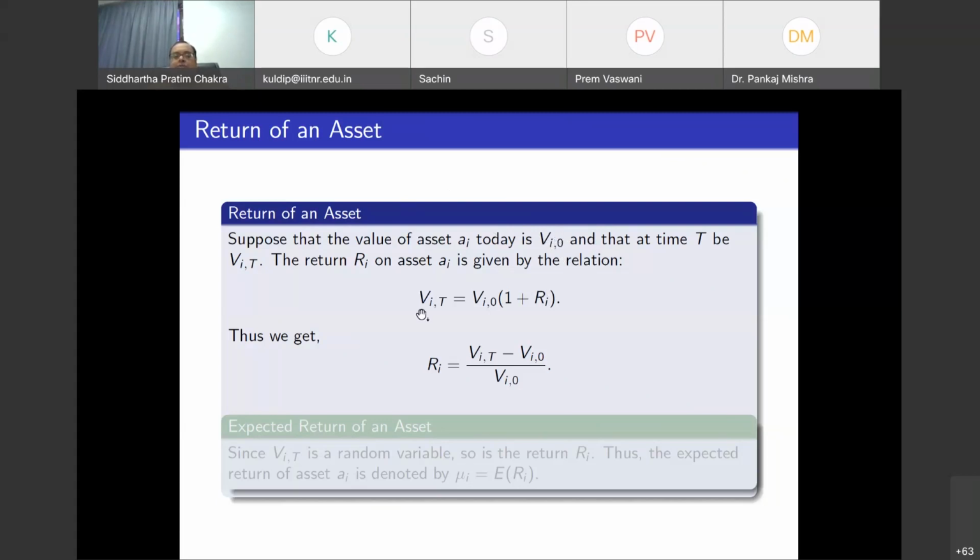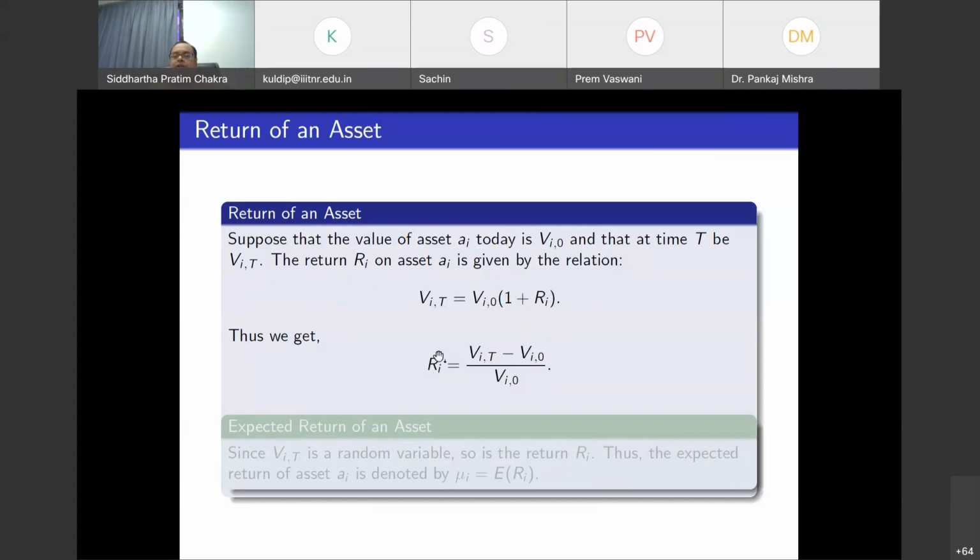And using this nomenclature, I can immediately define the value of the ith asset at time capital T to be V subscript i comma capital T. So the return will then be determined by what? The return will be given by V_i0, that is the initial amount, times 1 plus R_i, which is the return of the ith asset. And if it is the return, then by definition V_i0 times (1 plus R_i) must be equal to the value of the asset i at time capital T.